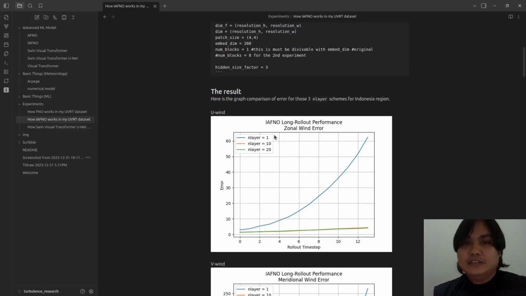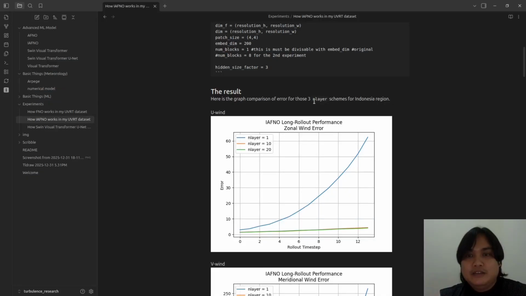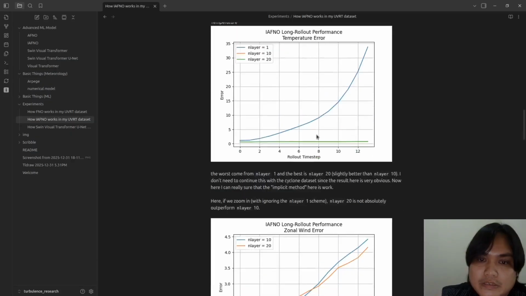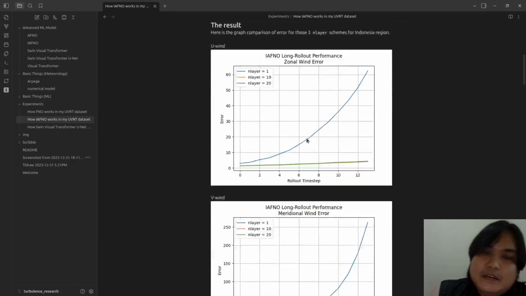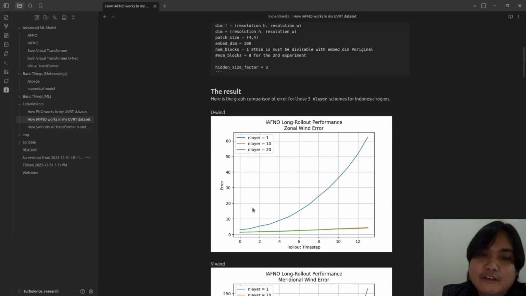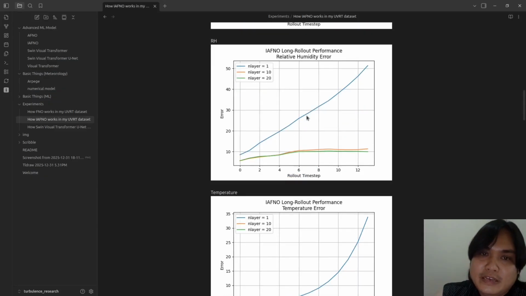So here is the result for n layer 1, 10, and 20. Since I am using the U, V, H, and temperature parameters in the model, here we have 4 outputs: 1, 2, 3, 4. And as you can see, consistently for all the cases, the error for n layer 1 is significantly higher than for n layer 20 and 10. So we can eliminate n layer 1.